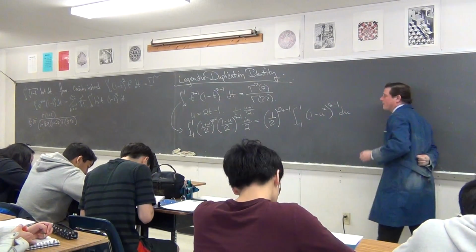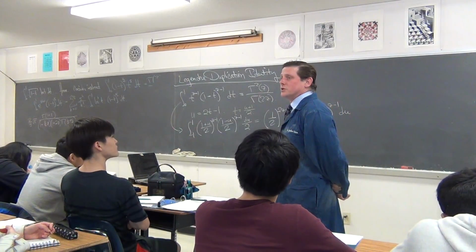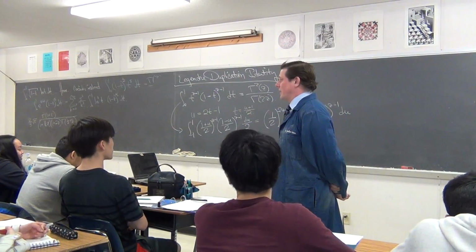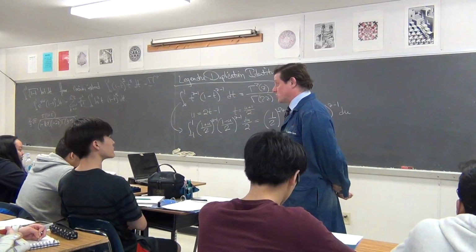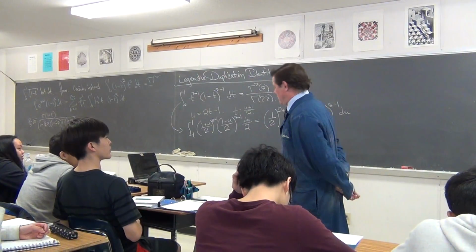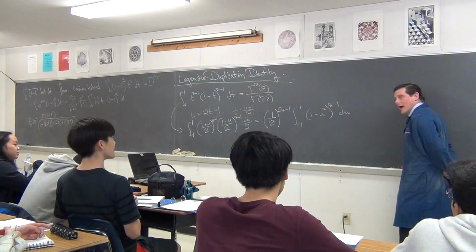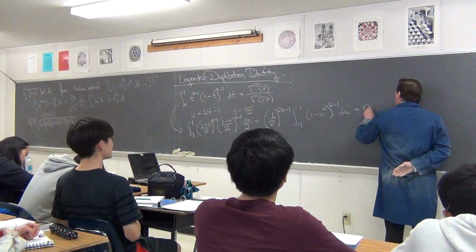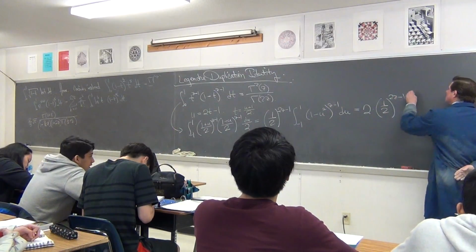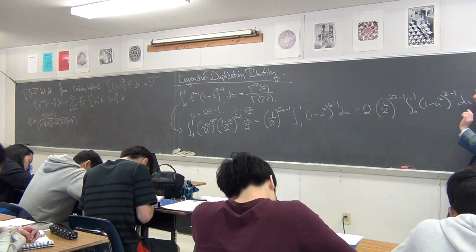Now, what do you notice about the integrand? It is symmetric, it's an even function of u. So what will I do if I'm integrating from -1 to 1? That's right, I'll do twice the integral from 0 to 1. Everybody with me on that? Twice 1/2 to the 2z minus 1, integral from 0 to 1 of 1 minus u squared to the z minus 1 du. Is everybody with me on that?